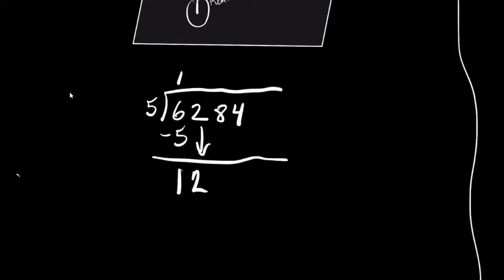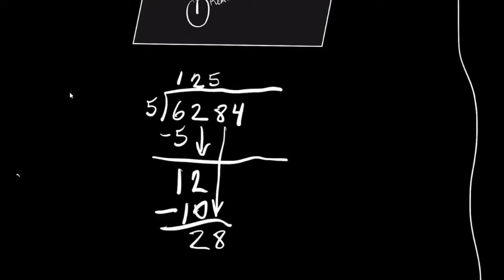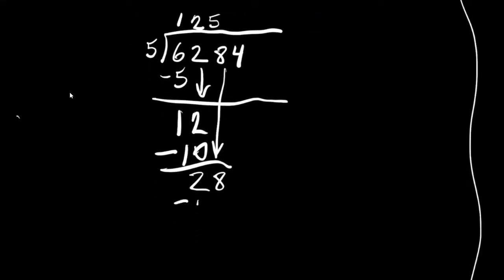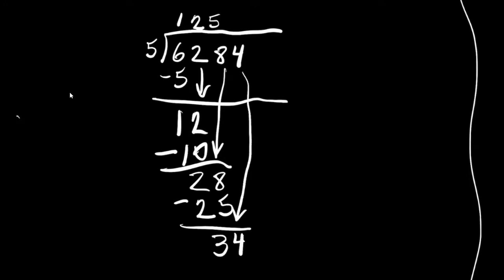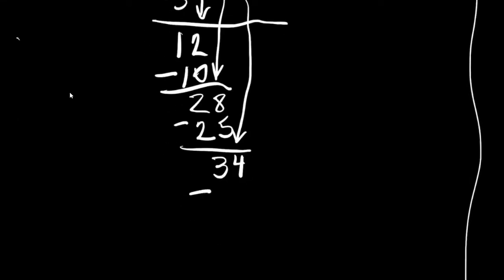Now we ask how many times does 5 go into 12? We know that answer is 2. So we subtract 5 times 2, which is 10. We get a 2. Now we bring down the next number, which is 8. How many times does 5 go into 28? It goes in a total of 5 times. So we subtract 5 times 5, which is 25. We end up with a 3 here. Then we bring down lastly this 4. How many times does 5 go into 34? It goes in 6 times. So we subtract 5 times 6, which is 30, and we get 4.